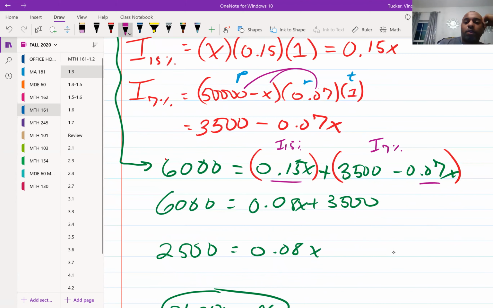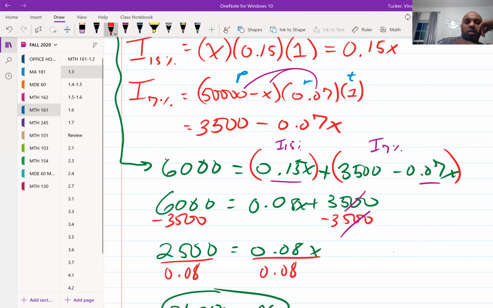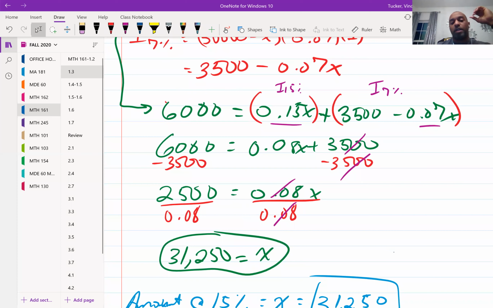All right, then from there, we will subtract 3,500 from both sides. 3,500s cancel, leaving us with 0.08x on the right, 2,500 on the left. Then divide by 0.08. And x is equal to 31,250.